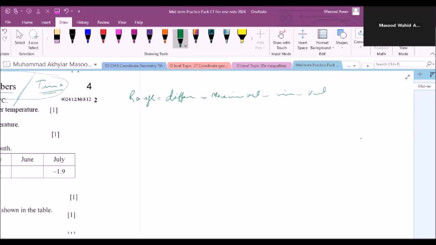And range and difference are always positive quantities, because difference is not direction. It is just what is the difference between these two values, how many values difference is there. So maximum value minus minimum value.